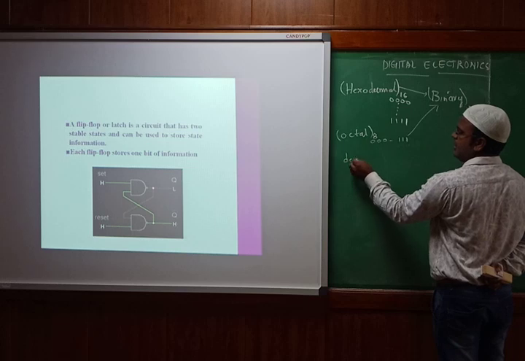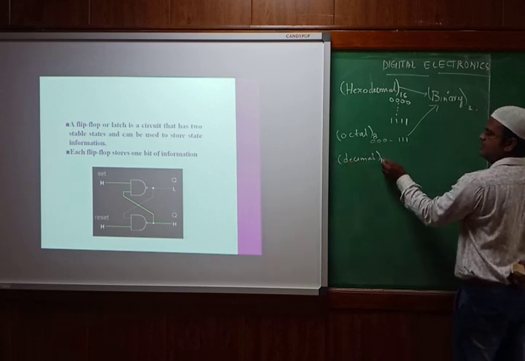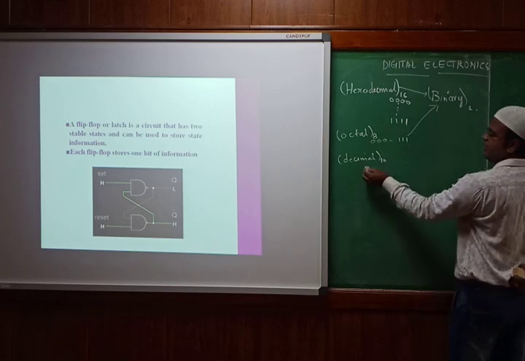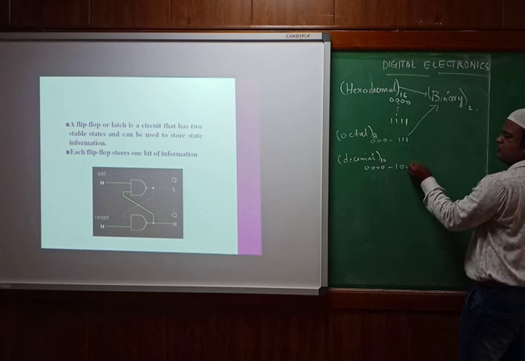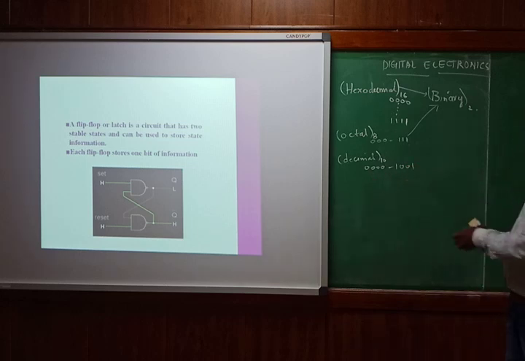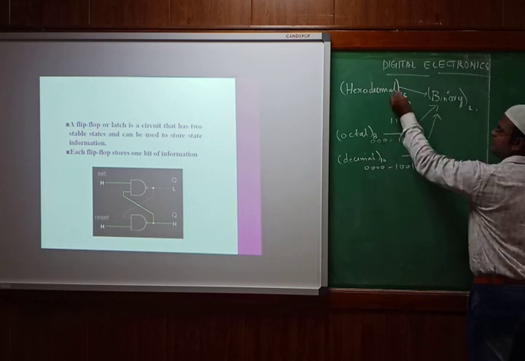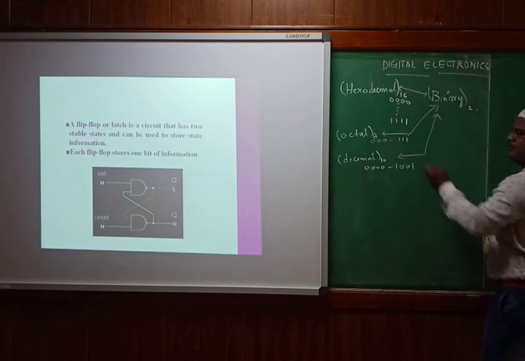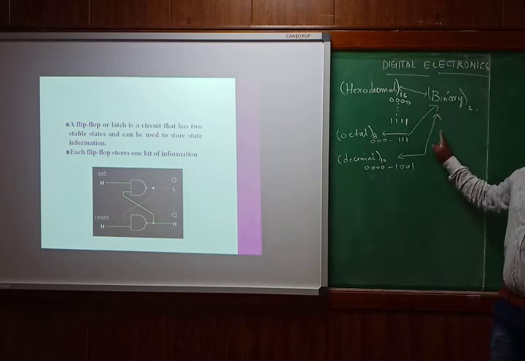In the next one, we have to see decimal also. So in decimal, what is the base? 10. The value for that would be 0, 0, 0, 0 and the maximum is 9. 9 would be written as 1, 0, 0, 1. Here also we need to combine 4 digits. That also we can convert into binary format. So these are the methods we have seen in today's class, the conversion of number systems.